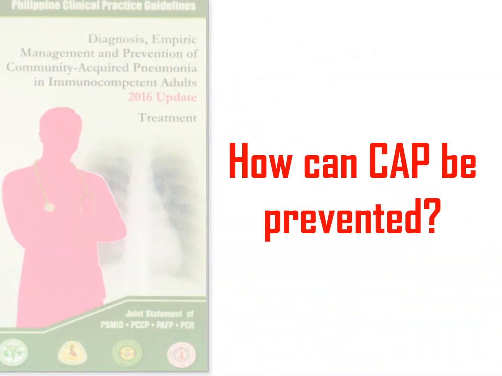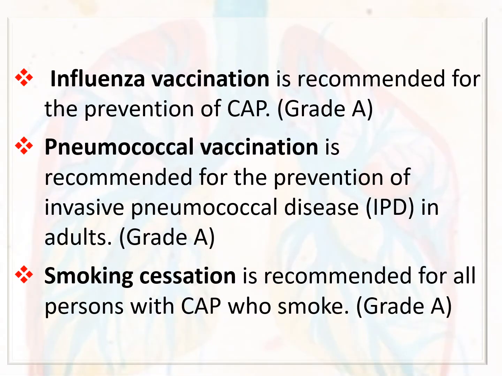So how can pneumonia be prevented? This is how you will be able to more or less prevent CAP: by influenza vaccination, through pneumococcal vaccination, and smoking cessation.